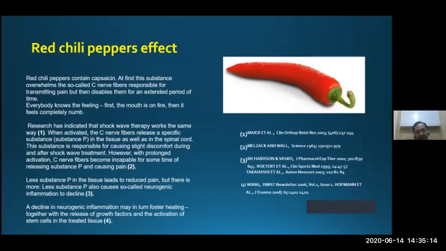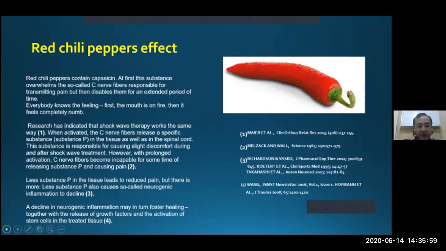This is the principle of the red chili pepper effect, the mechanism of action of shockwave for decreasing pain. And research has indicated that shockwave therapy works the same way. When activated, the C fibers release a specific substance called substance P in the tissue as well as in the spinal cord. This substance is responsible for the discomfort during and after shockwave treatment. So this is the reason why, when we treat the patient with shockwave, the patient complains of pain, and sometimes after the treatment also complains of slight discomfort. It's because we activated the C fibers, and the C fibers produce the substance.